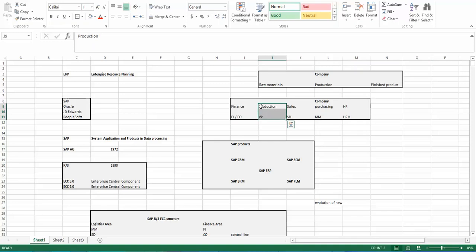So they would not require this application at all. They would not even require the MM application wherein they had to procure some raw materials. So they will only go for FICO, SD, and HRM. So this is the way SAP is being implemented. SAP ERP is being implemented based upon the business requirement. So by now you are getting an idea of what SAP ERP is like, how it is being implemented in a business process, and what is the use of it.